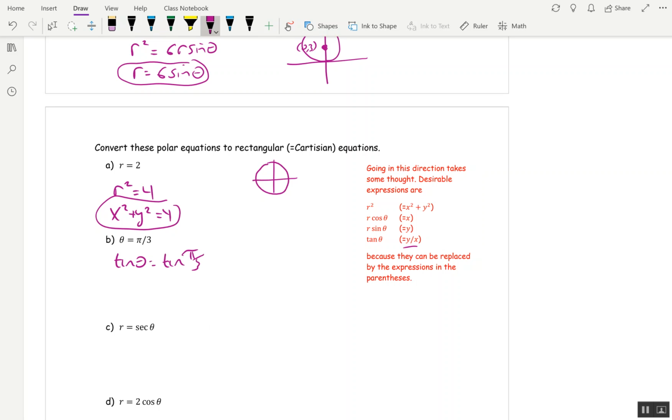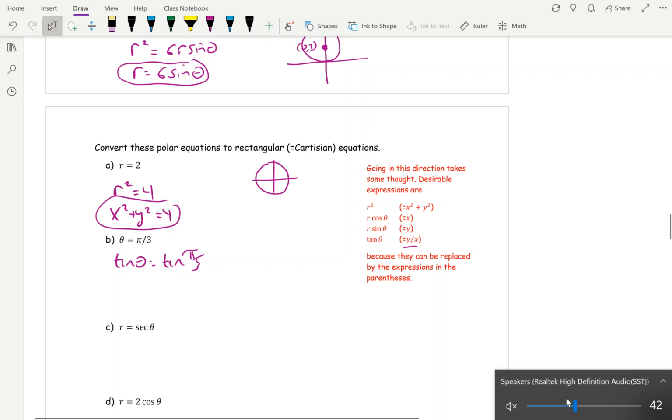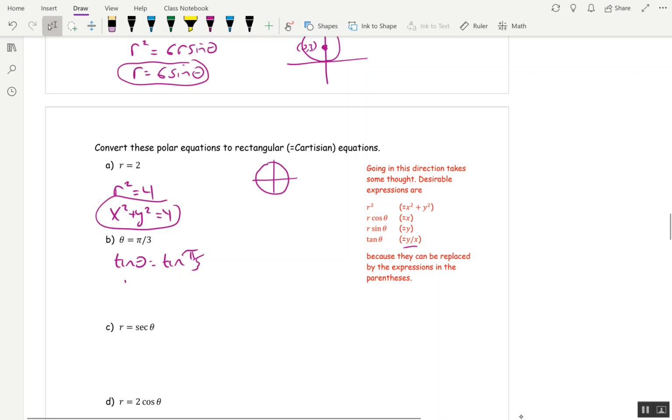Now I can replace the tangent theta with y over x, and tangent of pi over 3 is root 3. So this is the line y equals root 3 times x.